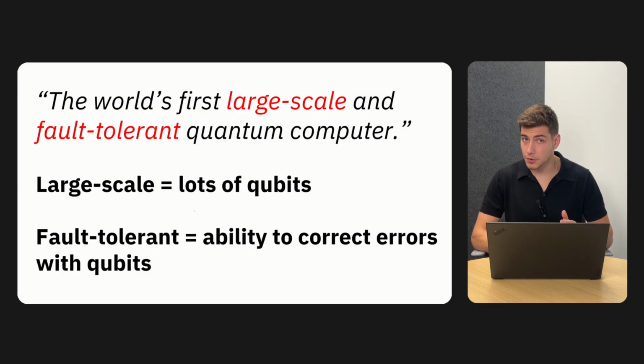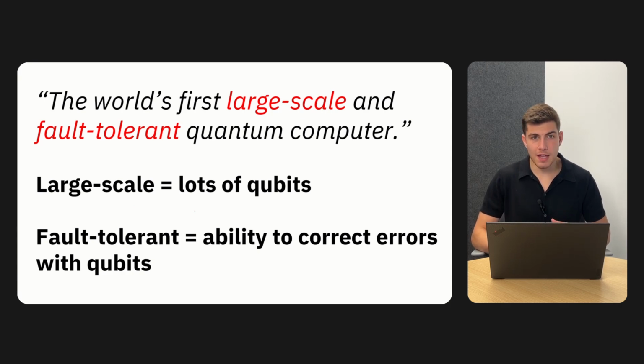What does large-scale mean, and what does fault-tolerant mean? Well, large-scale just basically means a lot of qubits. If we want to actually run useful quantum algorithms that are going to be able to solve practical problems for this world, we need a lot of qubits. Now, if we have a lot of qubits, we need to make sure that our qubits are actually good. And that's what fault-tolerant means: the ability to correct errors that happen with qubits. Inherently, especially with superconducting qubits, they're very noisy and very prone to errors. And so we need some sort of way of mitigating and correcting those errors if we want to build a truly fault-tolerant quantum computer.